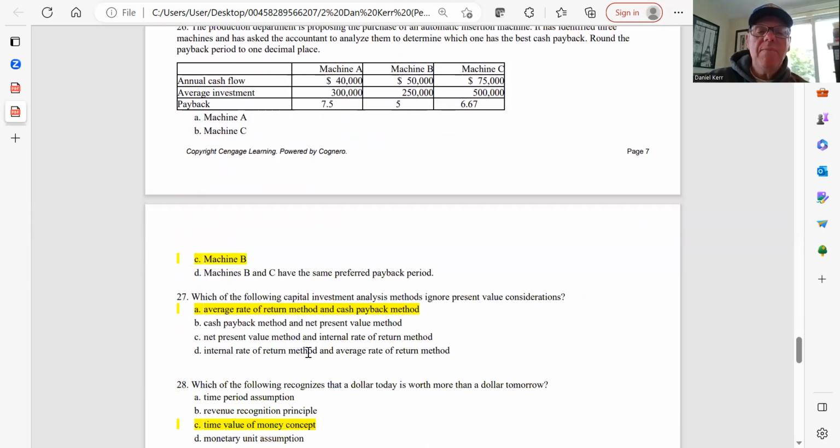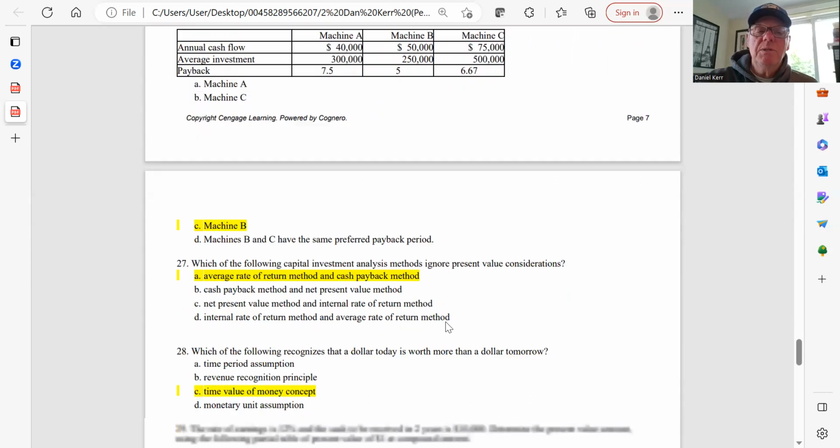27, which of the following capital investment methods ignore present value? So the ones that ignore present value are the average rate of return and the cash payback method. This one, B, has present value. That includes present value calculations. C includes present value, and internal rate of return includes present value as well. So the average rate of return and cash payback are the only ones that don't consider present value.